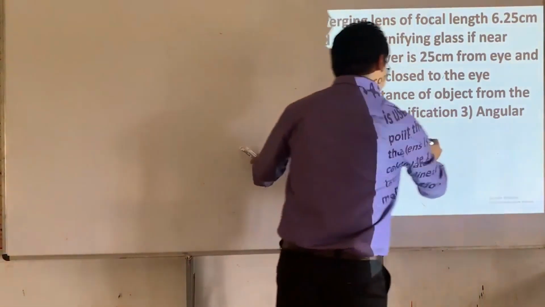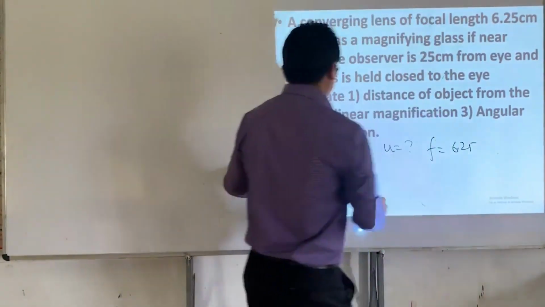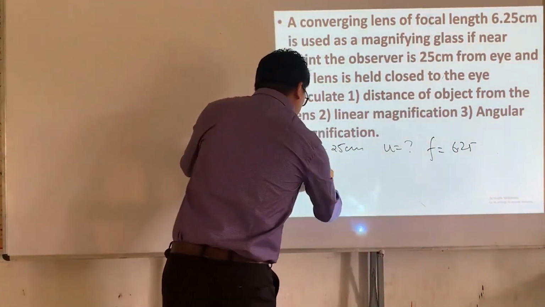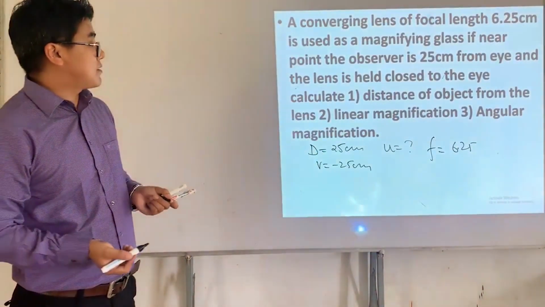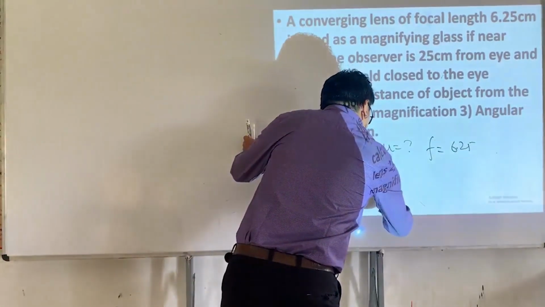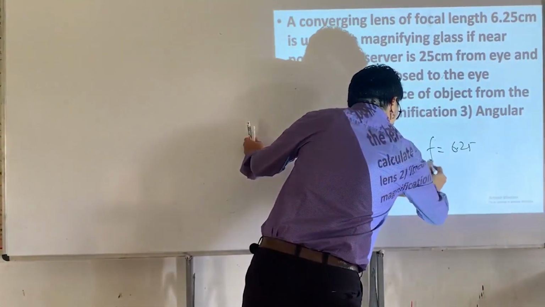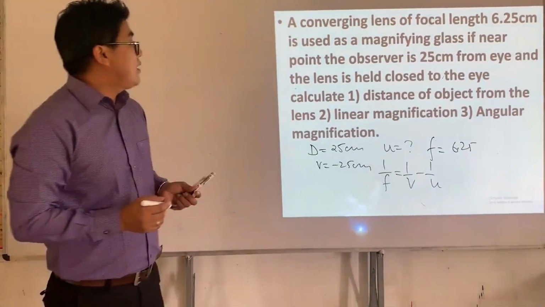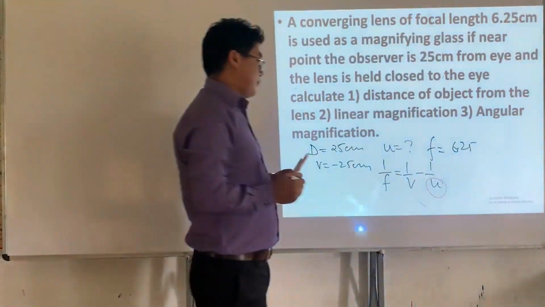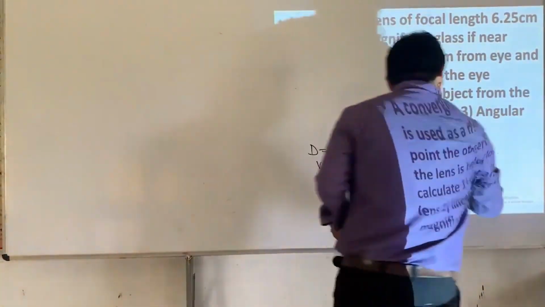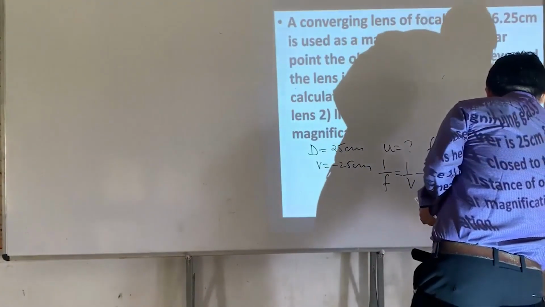And what is the focal length? 6.25. And what is v? v is minus 25 centimeters, the near point. All right. So how to find out? Again, I'll use the thin lens formula, 1 by v minus 1 by u. You are asked to find u. So therefore, 1 by u is equal to 1 by v minus 1 by f.